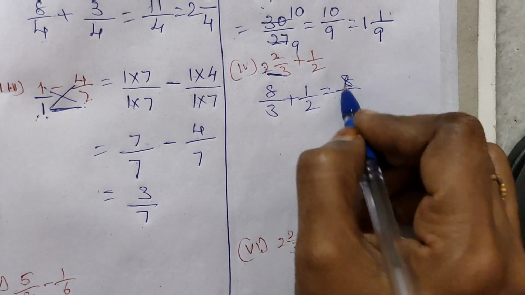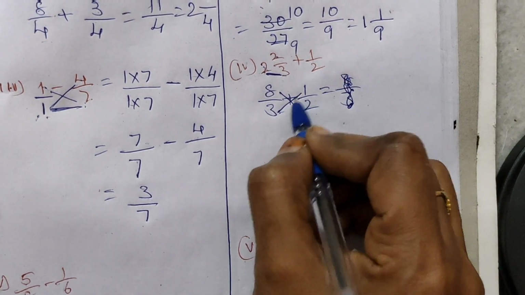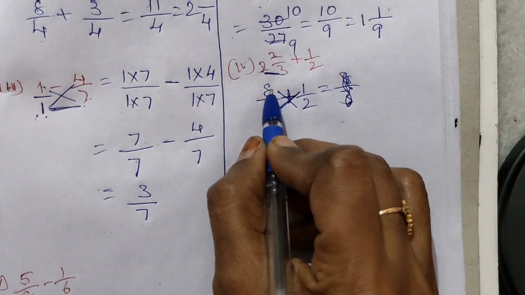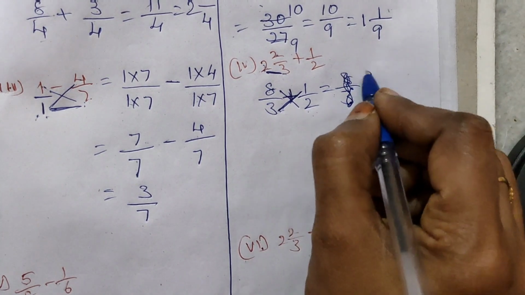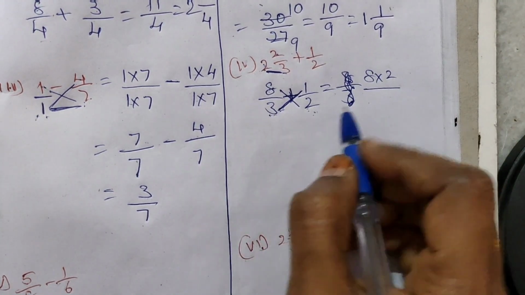Now I will do this also with the help of the butterfly method. Here we have plus. So now I will multiply this 8 and this 2. That is 8 into 2 by 3 into 2.